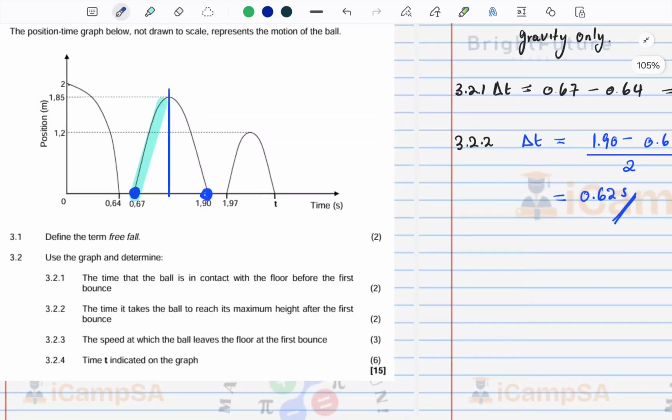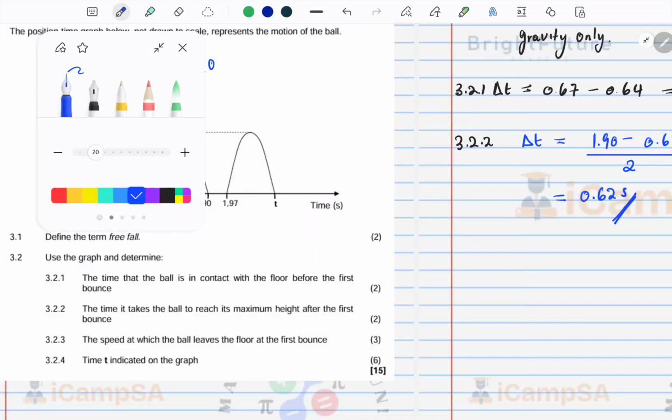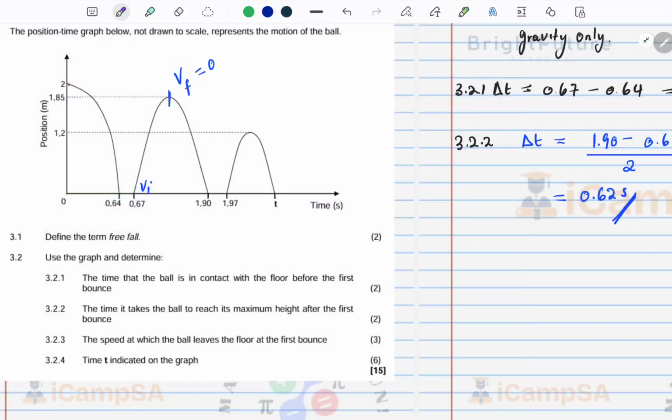And then we have the speed at which the ball leaves the floor at the first bounce. So that means you're looking at the velocity here. What is the velocity there? How do we then calculate it? Now, when you move here, we have VI and then VF here. VF here is going to be 0 in this case. So the velocity at the maximum is going to be 0. It's always going to be 0.